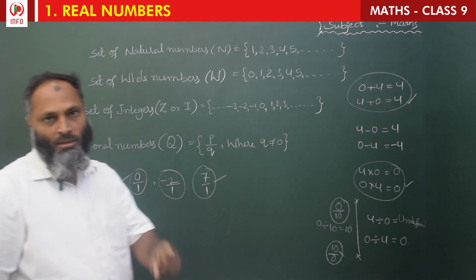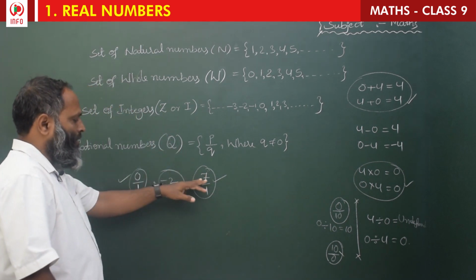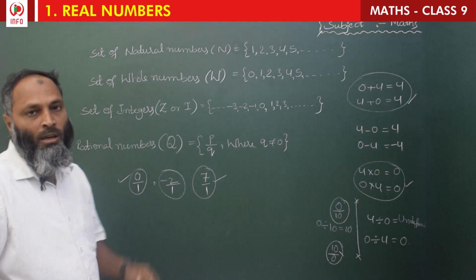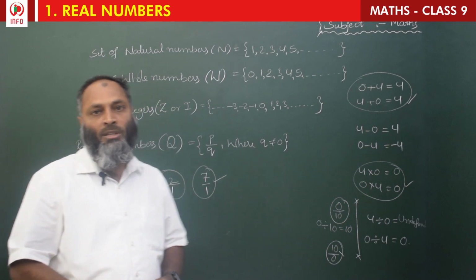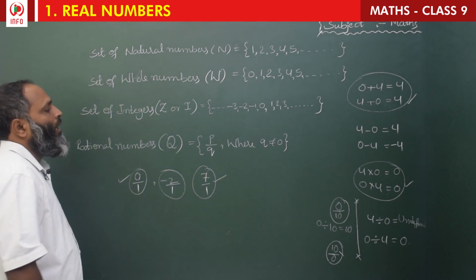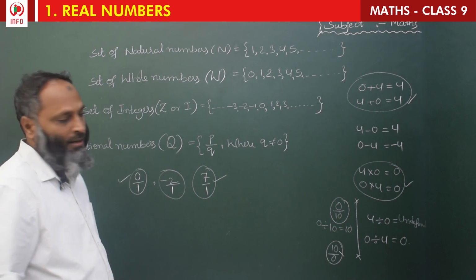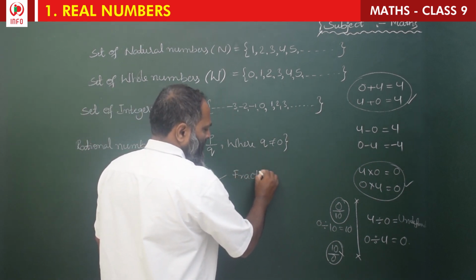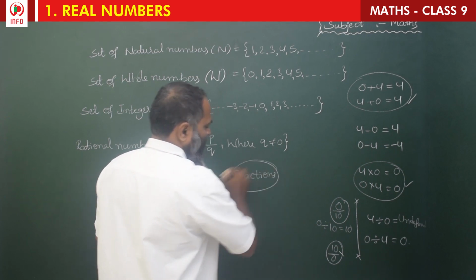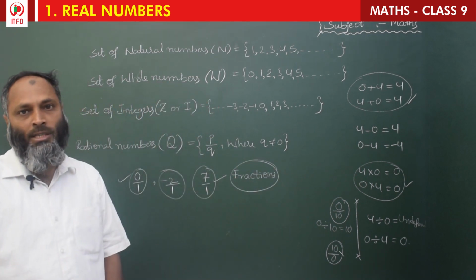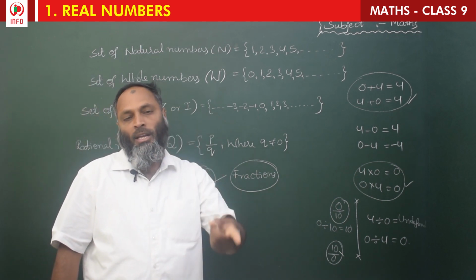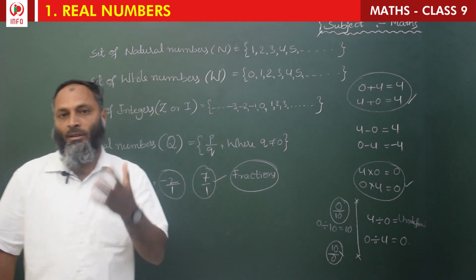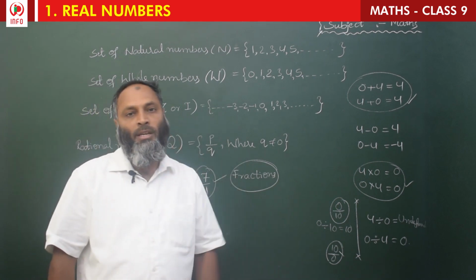So natural numbers, whole numbers, and integers are rational numbers. And what other types of numbers are rational numbers? Fractions. All fractions are rational numbers: like fractions, unlike fractions, mixed fractions, proper fractions, improper fractions, all fractions are rational numbers.